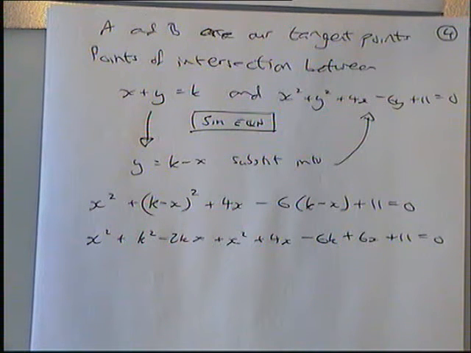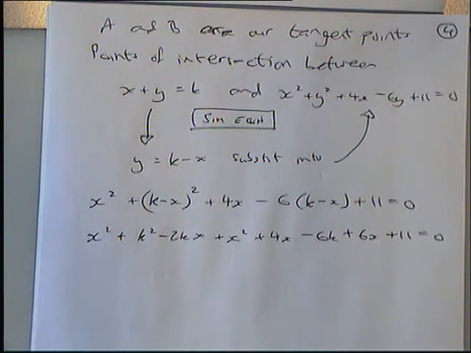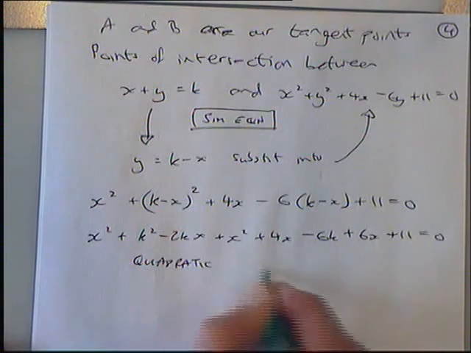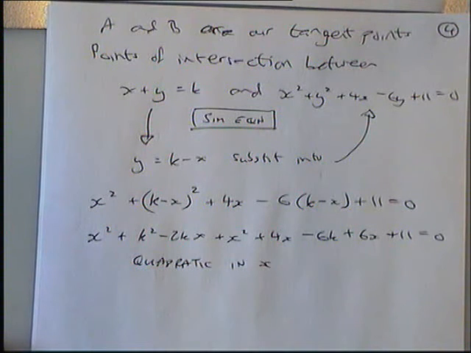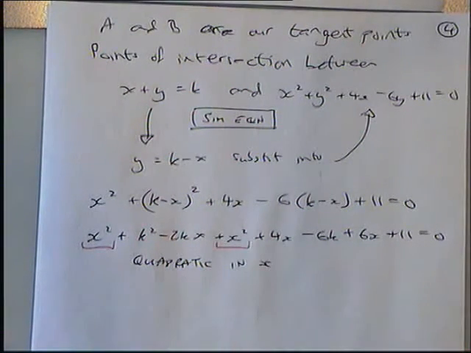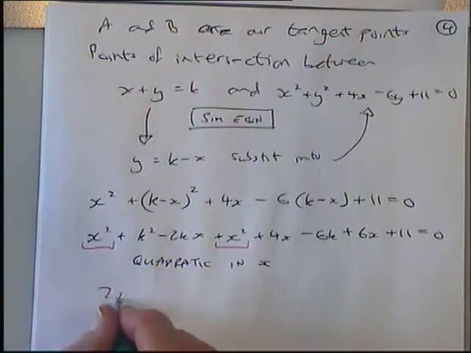What have I got here then? You just group things. Yeah, I can group them. And what will I get? No, that's quadratic. Yeah, I get here a quadratic in x. So we will group them. I will group the bits together. x squareds there and there. There are no other x squareds, so I've got 2x squared.